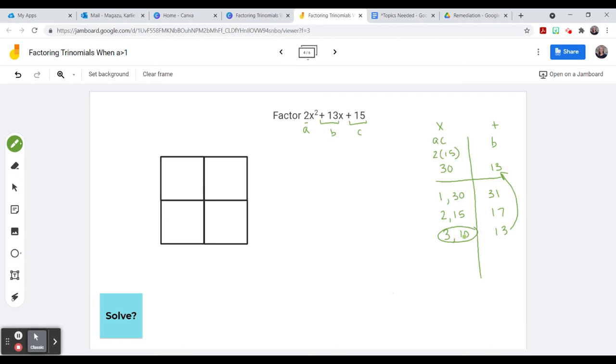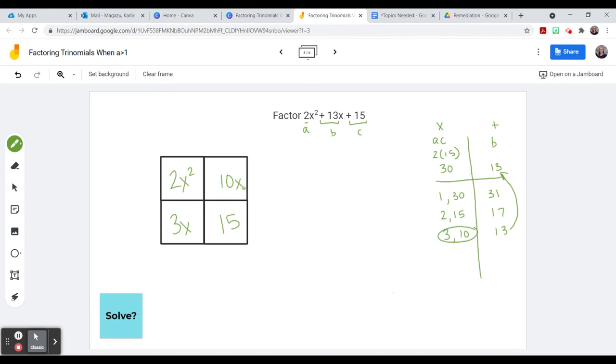So now I can use that 3 and 10 and throw them in the area model. This top left is whatever that quadratic piece is, so 2x squared. Bottom right is always your constant. And then the other two are for these wonderful factors here. So we have 3x and we have 10x.